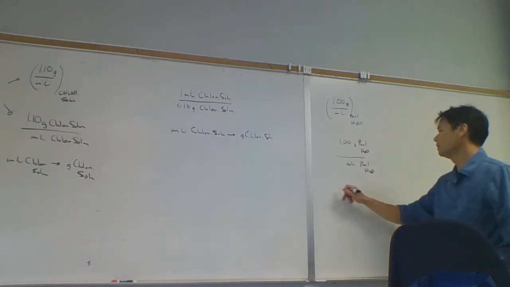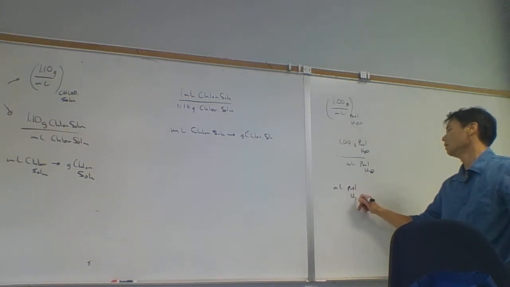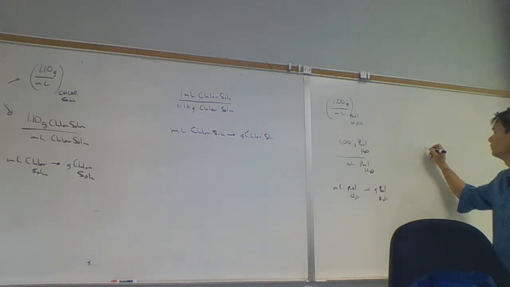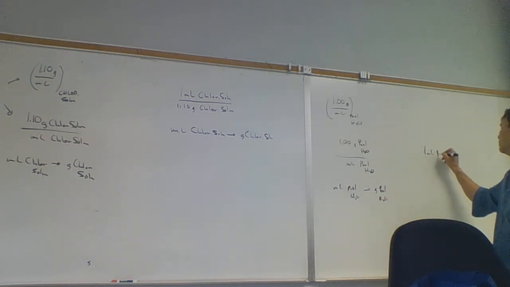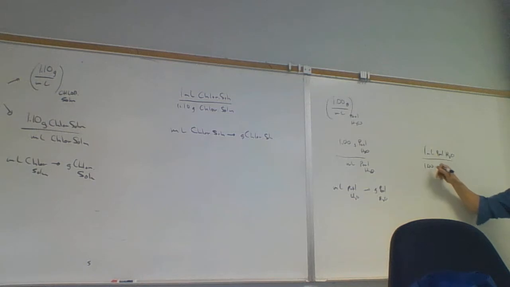And so this one would convert from milliliters of pool water to grams of pool water. And then if we flip it over, we get 1 milliliter of pool water, 1.00 grams of pool water. I know it's a bit of a pain to write this all out, but it's going to save you in the long run. So this is going to go from grams of pool water to milliliters of pool water.